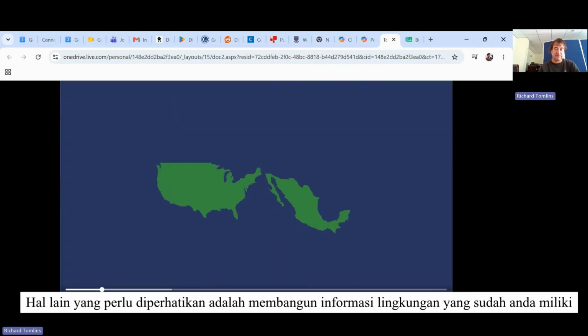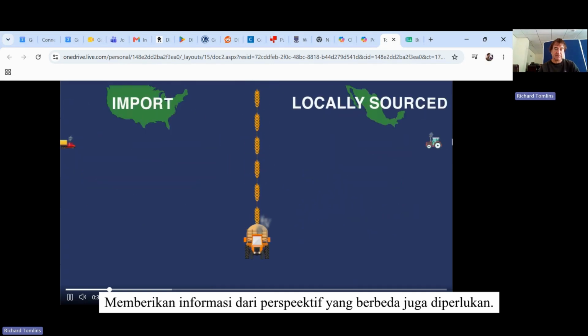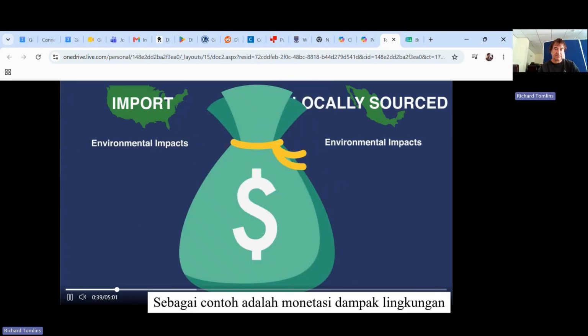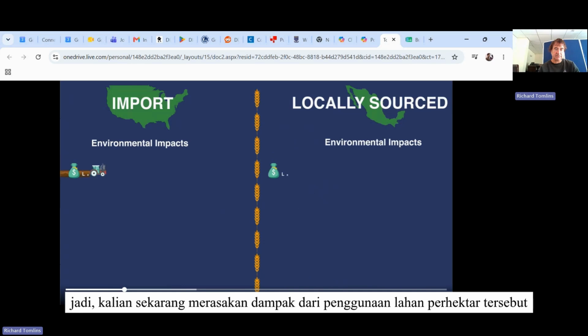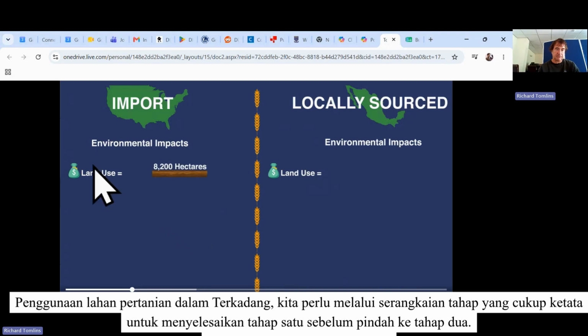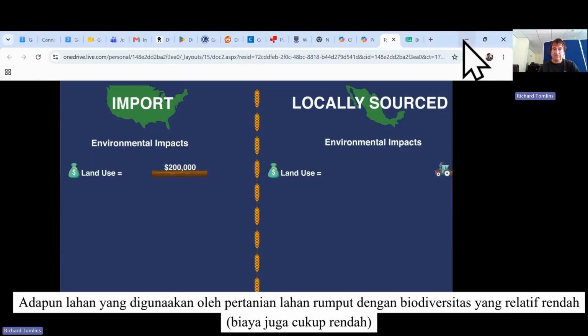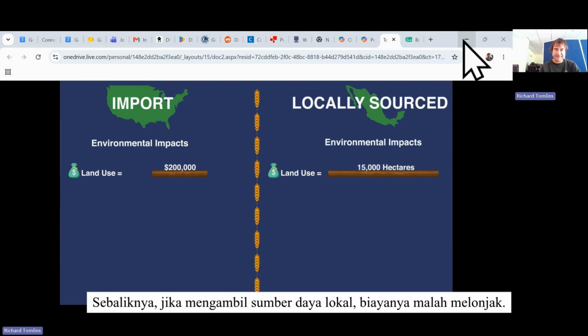Environmental information that you'd already had. And what we're doing in this round is giving you some information from a different perspective, additional information. And what we've done is we've monetized the environmental impact. So now you'll see what the economic impact of a particular hectare land use looks like. So the land use for agriculture in option 1, import, is $0.2 million. The land used by farms with grasslands before with relatively low biodiversity, so this cost is actually quite low. In contrast, if you source locally, the cost jumps.